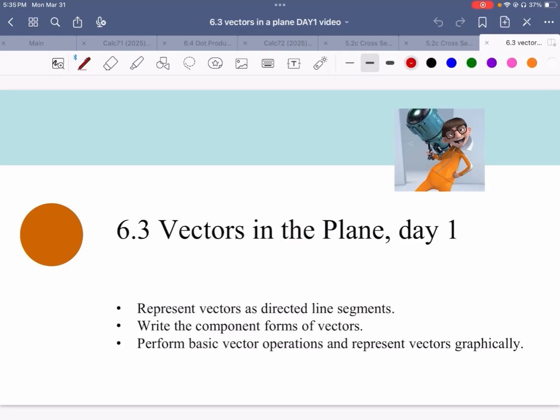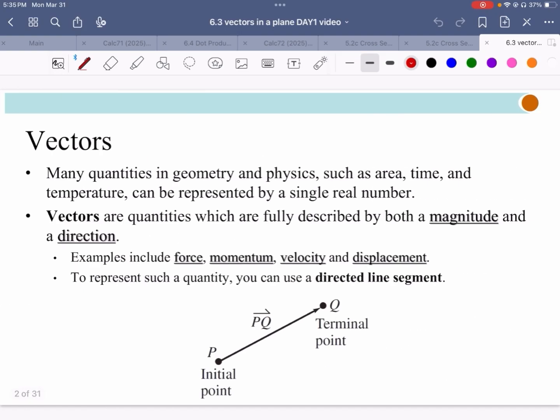All right, let's talk about vectors in the plane. Vectors are quantities that have direction and magnitude. Some examples in physics are force, momentum, velocity, and displacement. When we represent these quantities, we use what we call a directed line segment.